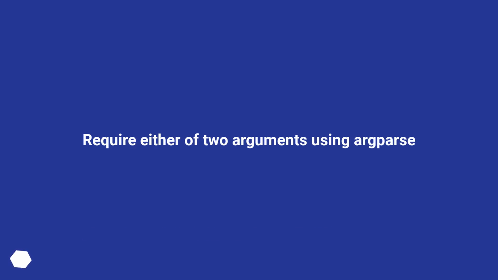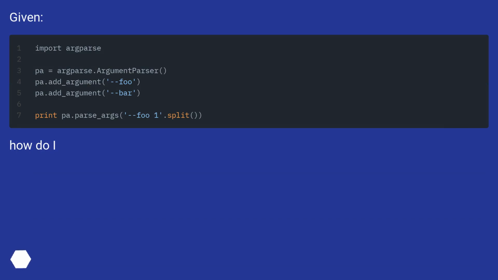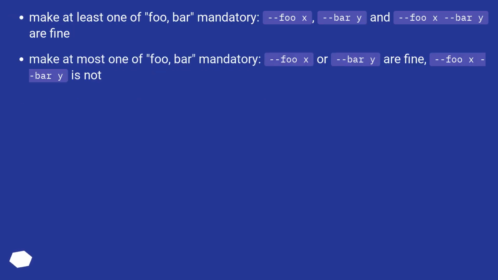Require either of two arguments using argparse. Given, how do I make at least one of foo, bar mandatory? Foo x, bar y, and foo x bar y are fine. Make at most one of foo, bar mandatory: foo x or bar y are fine. Foo x bar y is not.